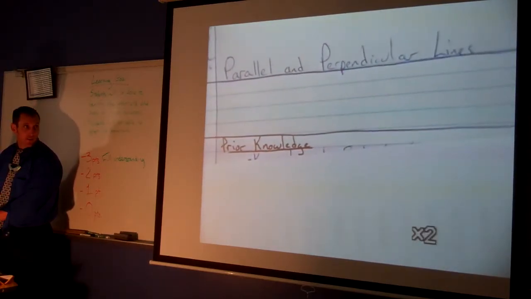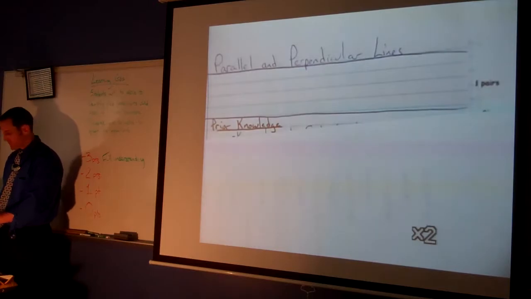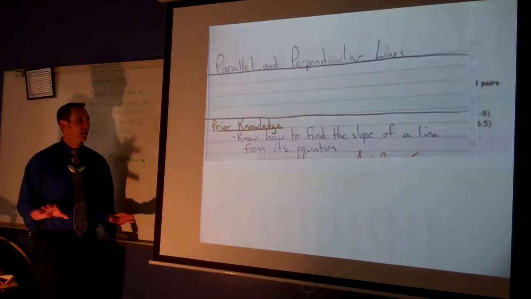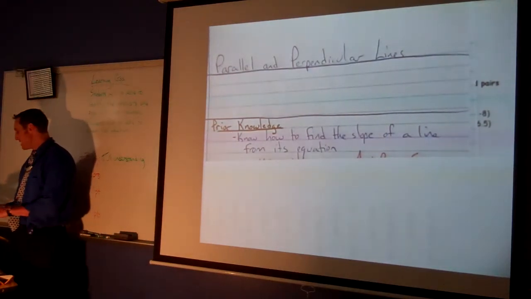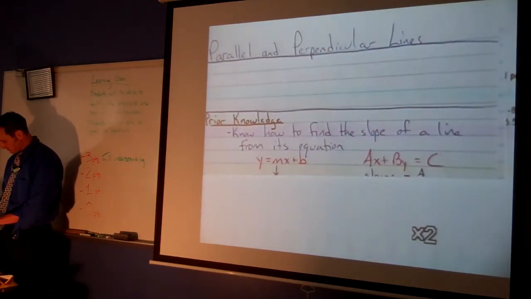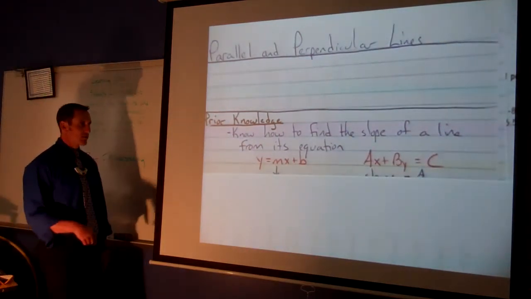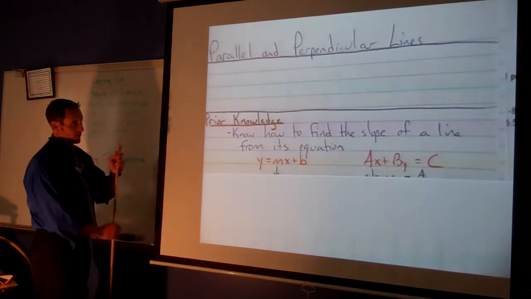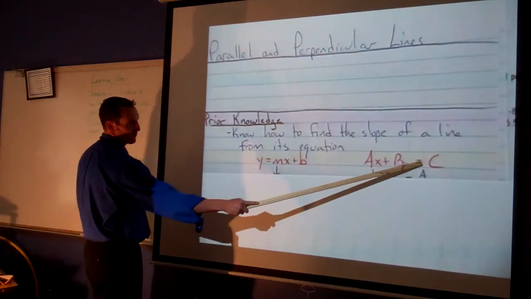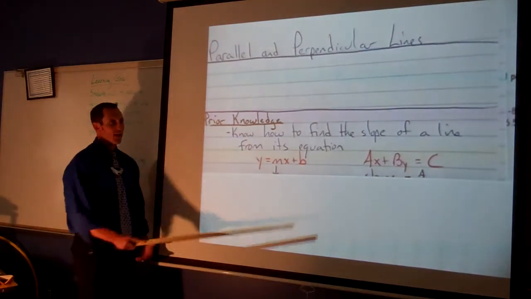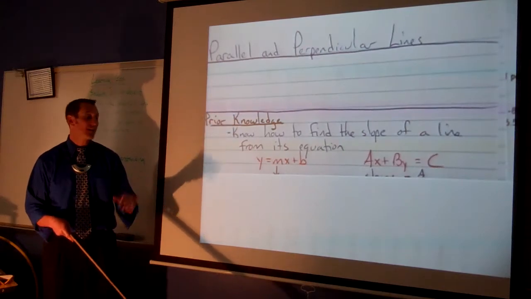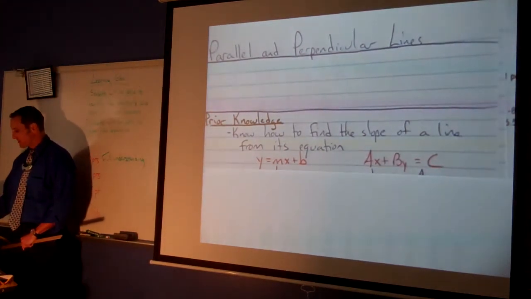The title of the notes is Parallel and Perpendicular Lines. And in prior knowledge, what we'll need to remember is how to find the slope of a line only from its equation. This can be done in a couple of ways. The first way is to look at if it is in slope-intercept form, which is y equals mx plus b, or if it is in standard form, where you have the x term, the y term, then the equal sign, and the constant number. So you can find slope a fast way from each form of the equation.